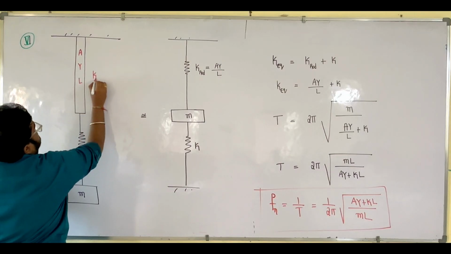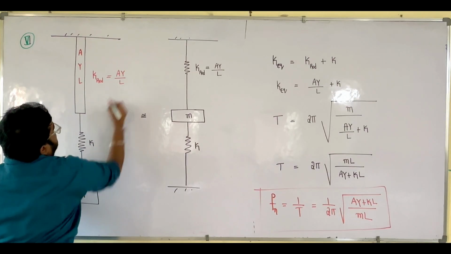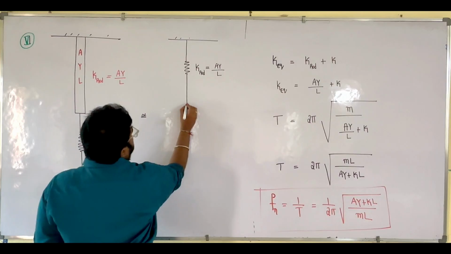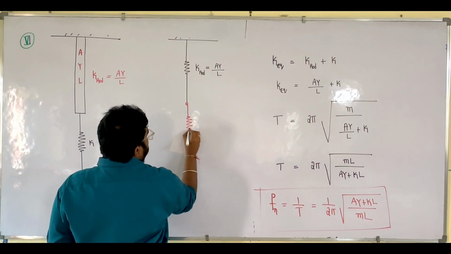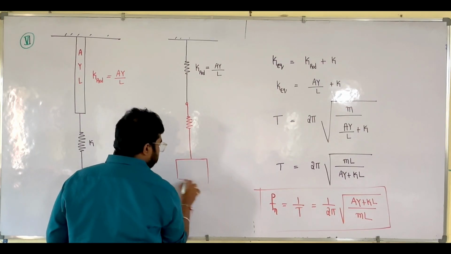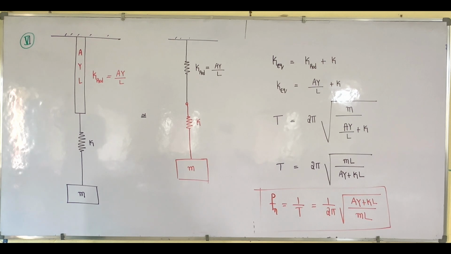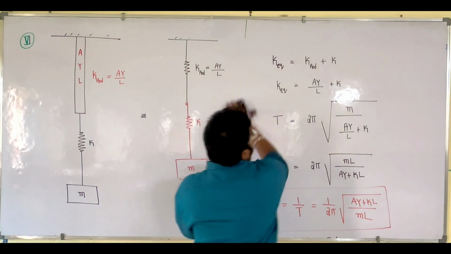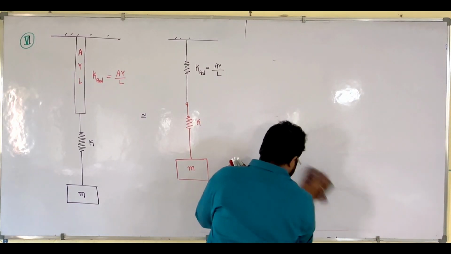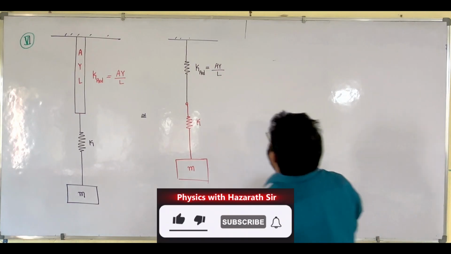K rod equals how much? A Y by L. We need to connect the rod to a spring. This is the mass M. This is K spring, K. So what is the K equivalent? Tell me.